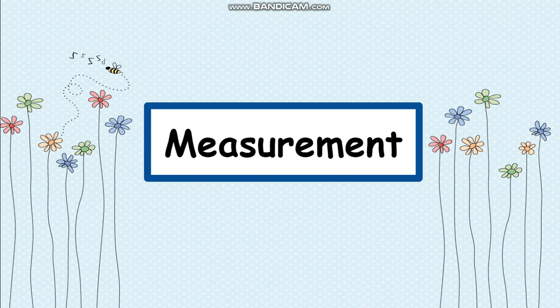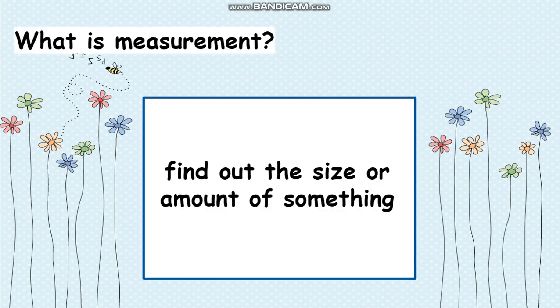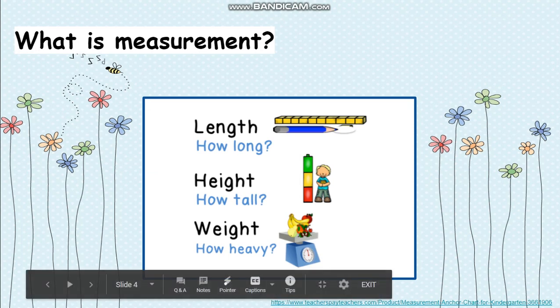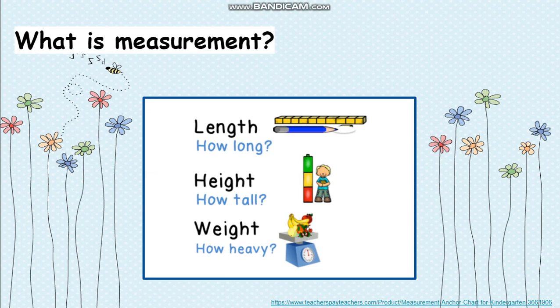Today we're going to talk about measurement. Have you heard of this word before? Measurement. When you want to measure something, it means you want to find out the size or amount of something. For example, you want to know how long it is, or how tall the boy is, or how heavy these fruits are. So measurement means you want to know the size, the height, the weight, or the length of it. Okay.